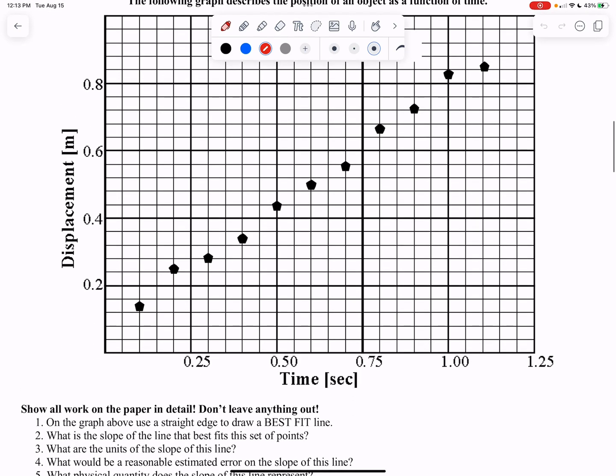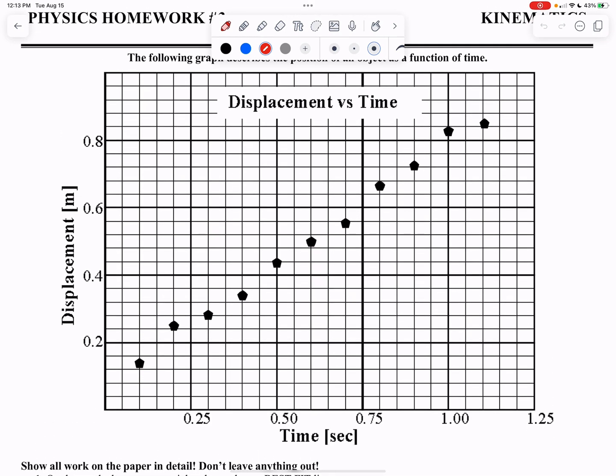Number 1. On the graph above, use a straight edge to draw a best fit line. If you open this up using the Kami app, select the shapes option over on the far left and then insert line. We're going to draw a line that basically plows right through the middle of the data points. Something like that.